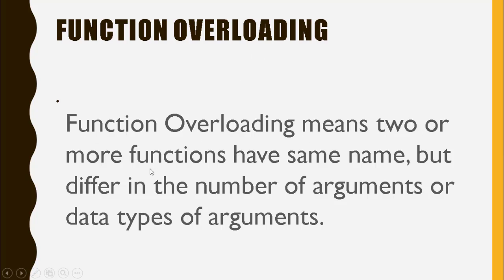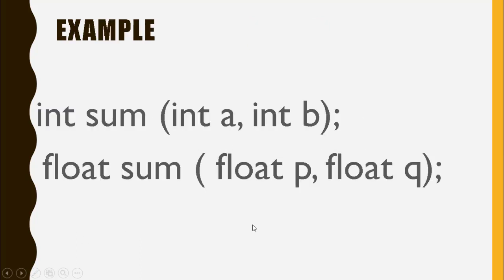Function overloading means two or more functions have the same name but differ in the number of arguments or the data types of arguments. In this example you can see sum is the function name. Both functions have the same name sum, but the data type is different, that is int for the first function and float for the second function. The arguments are also different: int a, int b, and here float p, float q.